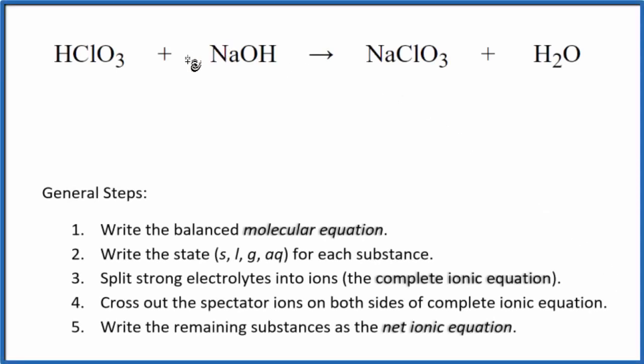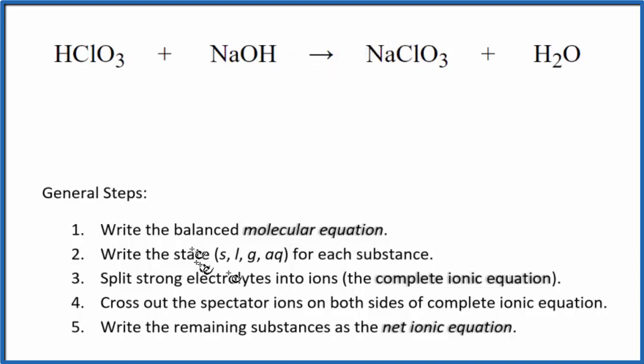In this video, we'll write the balanced net ionic equation for HClO3 plus NaOH. This is chloric acid and sodium hydroxide. First thing we do with net ionic equations is balance the molecular equation. This is the molecular equation, and it's already balanced, so that's kind of nice.